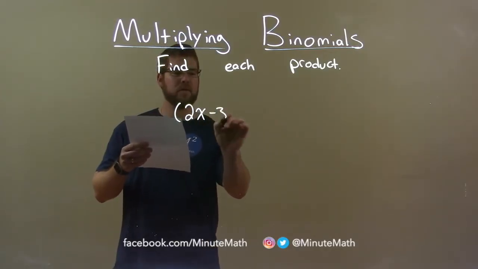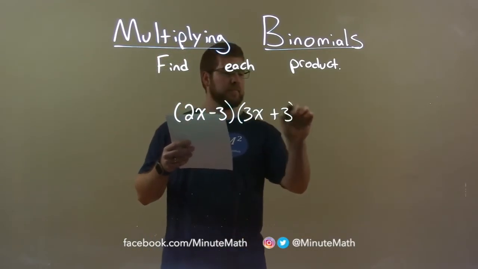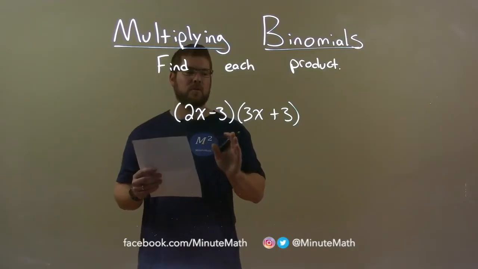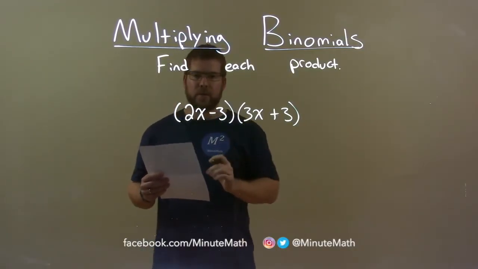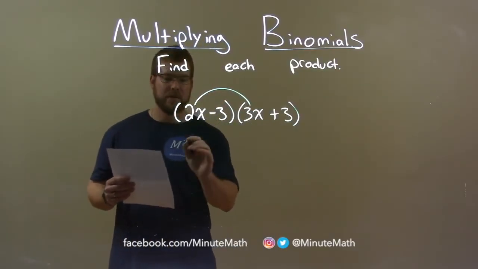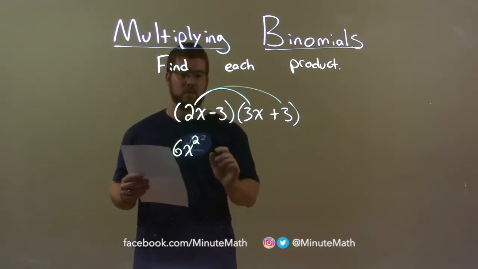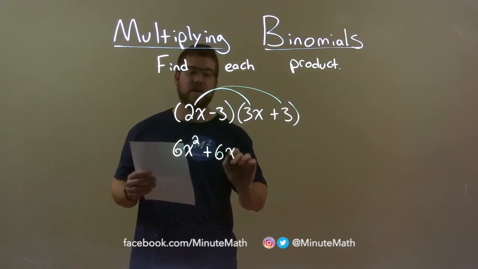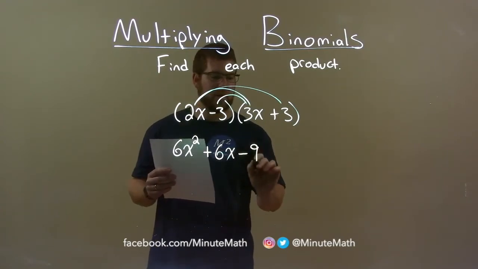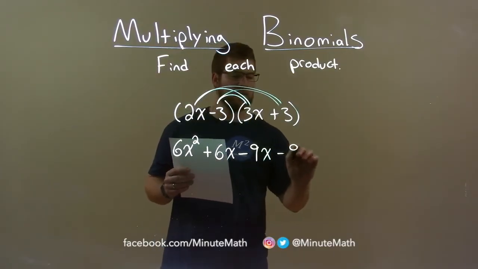2x minus 3 times a 3x plus 3. We want to take all parts of our first parenthesis and multiply by all parts of our second parenthesis. So we take the 2x and multiply it by the 3x. 2x times 3x is a 6x squared. 2x now times 3 is just a 6x. A minus 3 times a positive 3x is a minus 9x. And a minus 3 times a positive 3 is a minus 9.